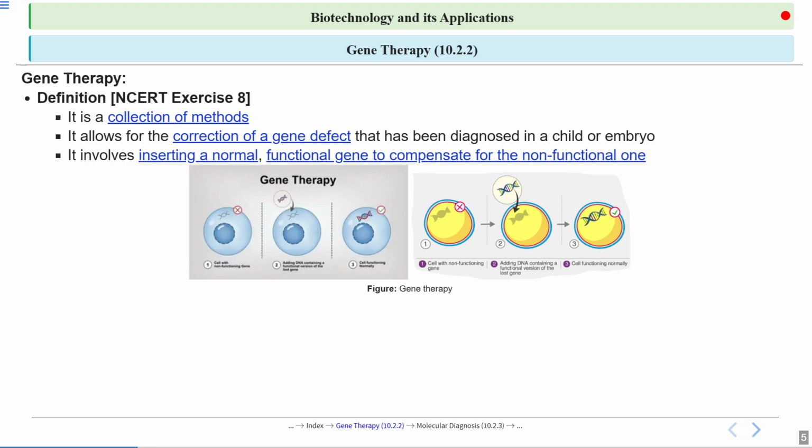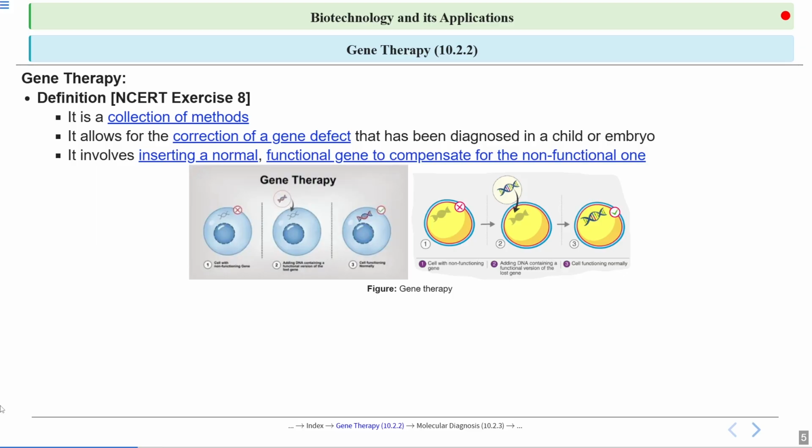So the gene which is causing the disease is defective, it has some mutation. There are different types of mutations, but we are not going to talk about that in this class. It might have some insertion, deletion, anything. So how can we treat it? We can insert a normal gene instead of that defective gene, and that gene is going to compensate for the non-functional gene and work properly in that person's body as a functional gene.